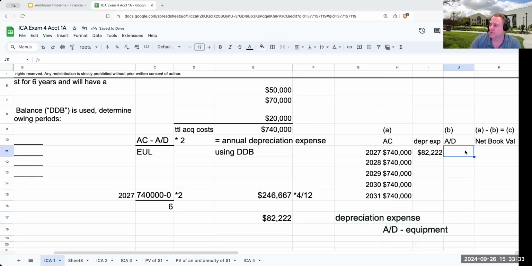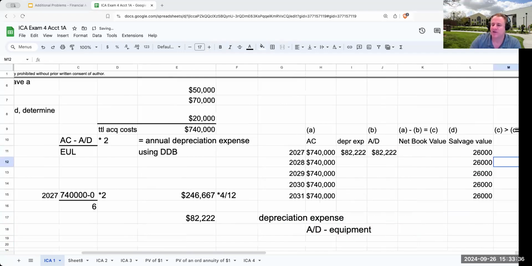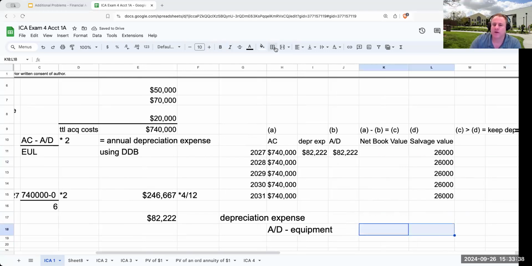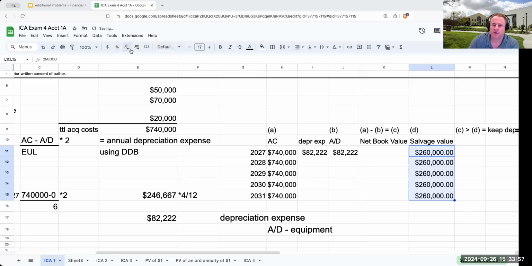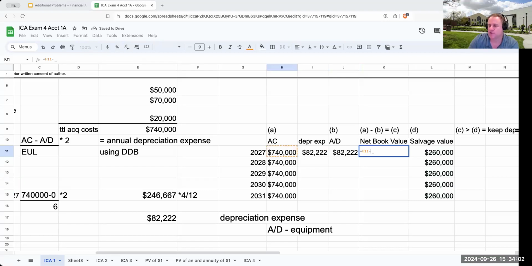So my accumulated depreciation at this point is going to be 82,222, right? Remember, depreciation expense, revenue, and dividends all are closed out to retained earnings. Accumulated depreciation is a contra asset account. So when we compare this over here, our net book value is going to be the acquisition cost minus the accumulated depreciation, or 657,778.